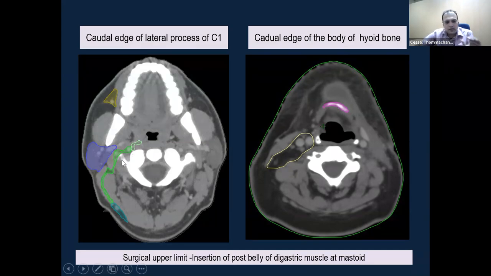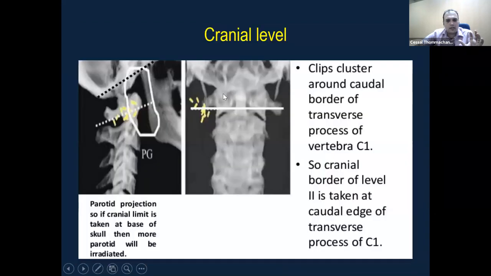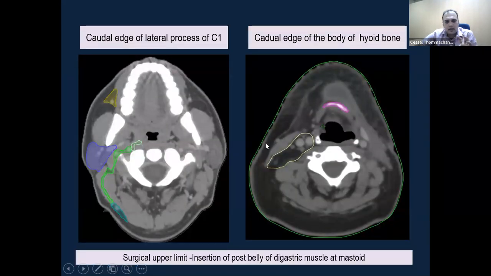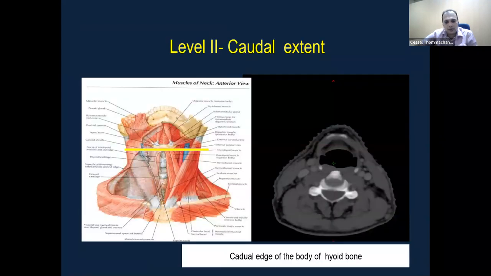The superior limit is at the caudal border of the transverse process of C1 vertebra. And the caudal limit is the caudal edge of the body of the hyoid bone. That's the superior and inferior extent. So this is the last cut of the hyoid bone.